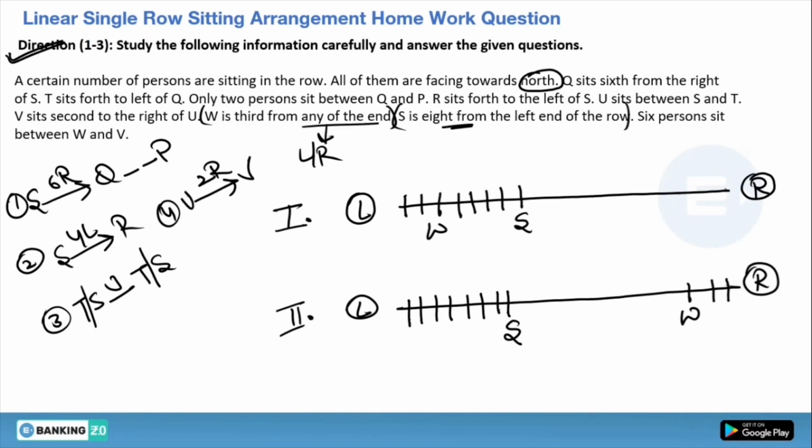Now 6 persons sit between W and V. We know the confirmed place of W, so we can put V very easily. Let us count the number of persons: 1, 2, 3, 4, 5, 6, and after 6, V will come. Similarly in this case also: 1, 2, 3, 4, 5, 6, and on the 7th place V will come, because there are 6 persons between V and W.